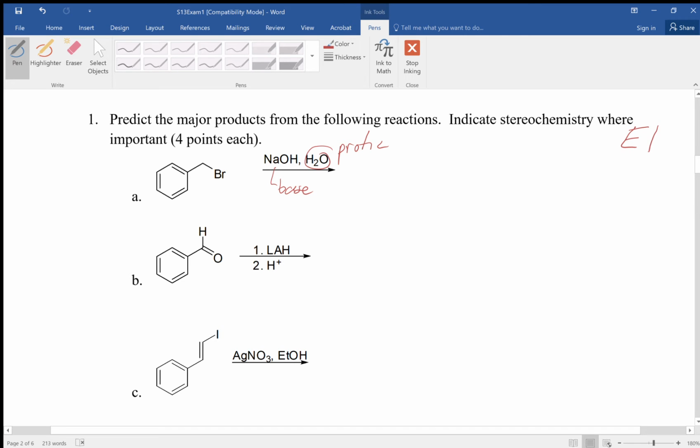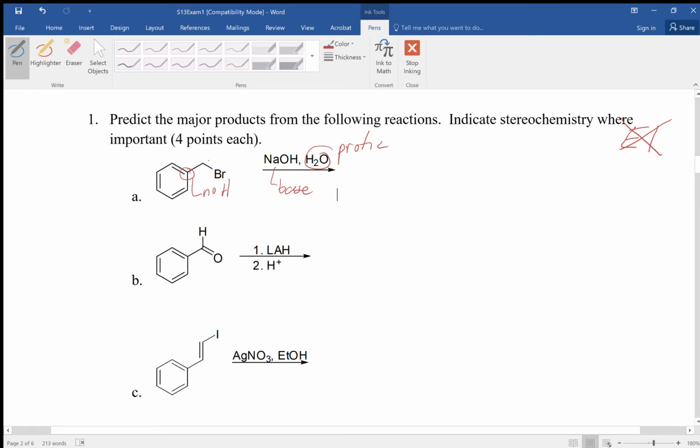But if you notice where our leaving group is, it's next to an aromatic ring. And so there's no hydrogens here. And because there's no hydrogens, elimination can't occur. So the only other option here is nucleophilic substitution.